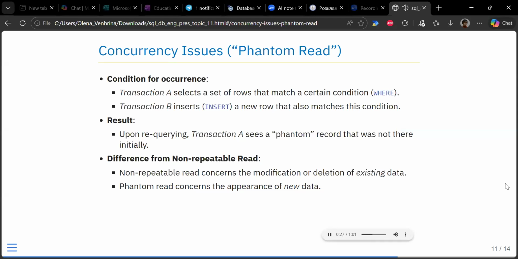Meanwhile, a concurrent transaction B inserts a completely new user who also has a balance greater than 1,000 UAH and commits the changes. If Transaction A repeats its query, it will now see 6 records. This 6th record is the phantom. It appeared out of nowhere during the transaction's execution. The main difference from a non-repeatable read lies in the nature of the changes. There, existing rows were modified, whereas here, new ones are added, changing the result of a query on a whole set of data.